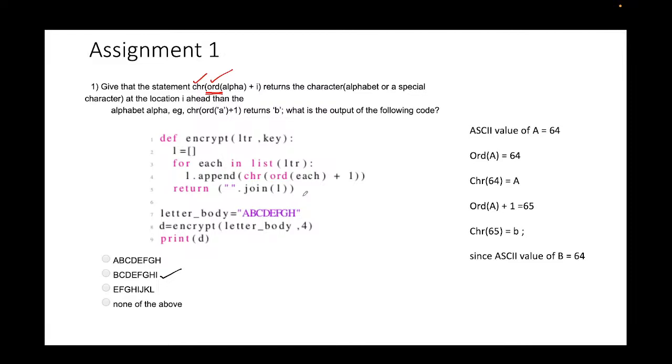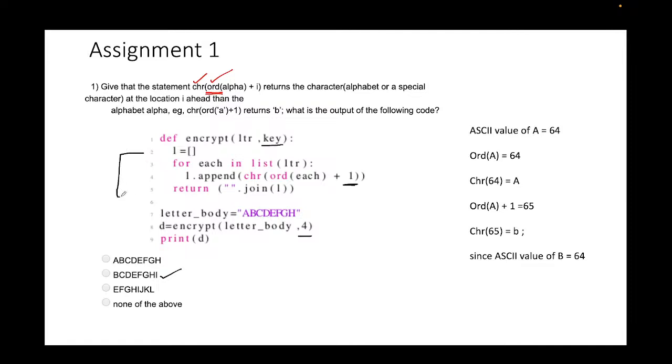So the answer will be E, F, G, H, I, J, K, L, I think. No, so we are incrementing by 1, so that is defined here, right? The ASCII value of each alphabet in the letter body is incremented by 1. So this 4 is misleading, so this is a catch. So this 4 does nothing. This key has no significance in this part of the code.